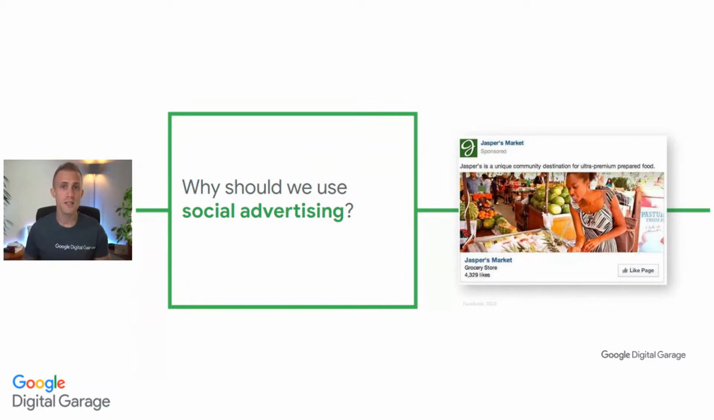So let's say, for example, Jasper's Market has just opened up. It's a brand new market, and we want to get people to know about it. But not only do we want people to know about it, we have an objective. They know about it, they can click on the button, and then they can like our page. And if they like the page, future posts might be shown on their feed, which will hopefully raise more brand awareness.